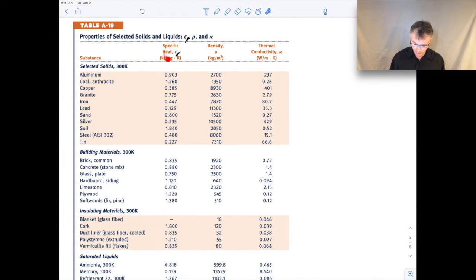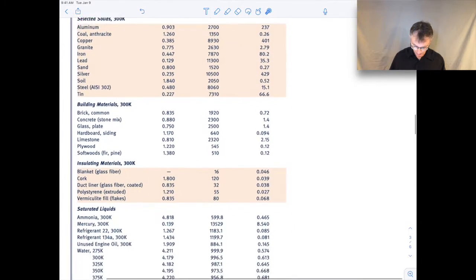So you can see specific heat values in kilojoules per kilogram Kelvin for different solids at different temperatures. Remember, in general, it's a function of temperature. 300 Kelvin is pretty close to room temperature. So you see for aluminum, silver, etc., going all the way down here.